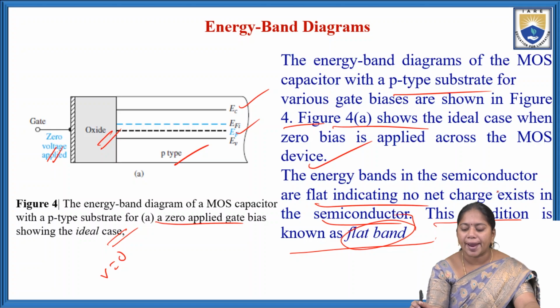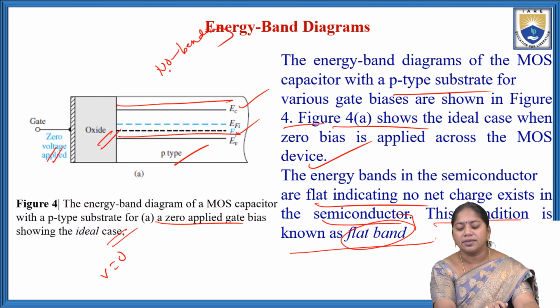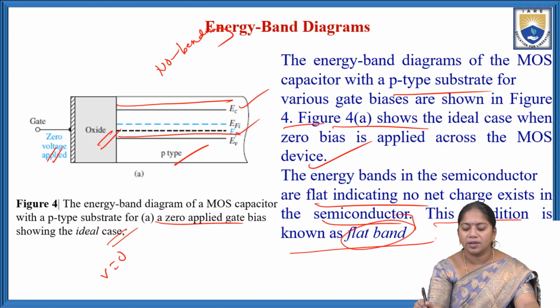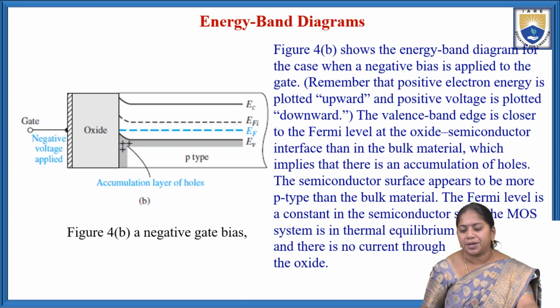If zero bias is applied across the metal oxide semiconductor device, the energy bands in the semiconductor are flat. There is no bending. That is called flat, no bending. So the energy bands in the semiconductor are flat, indicating no net charge existing in the semiconductor. This condition is known as the flat band condition.